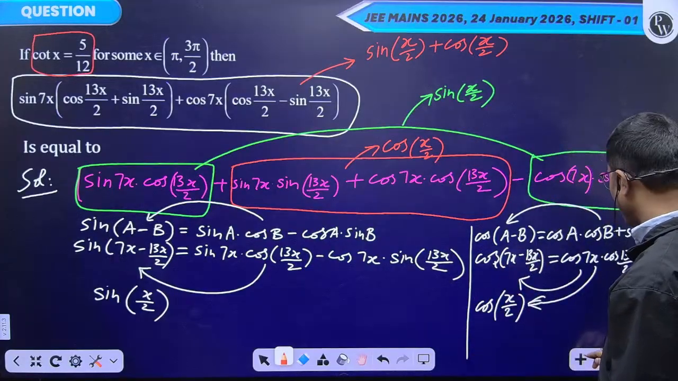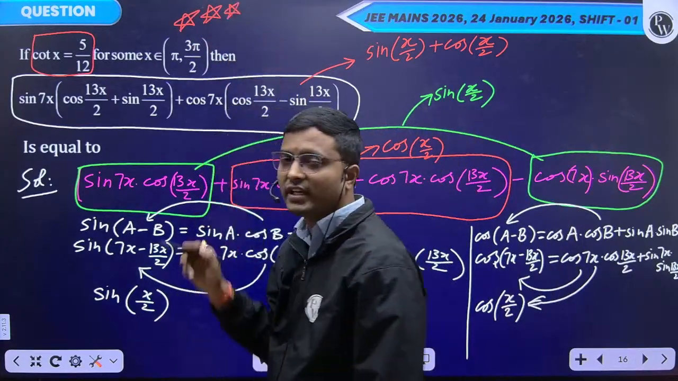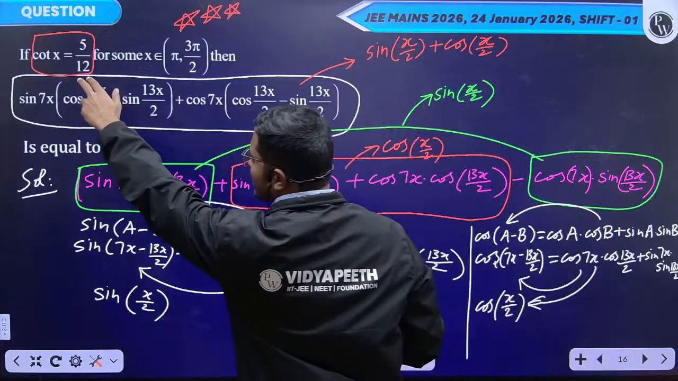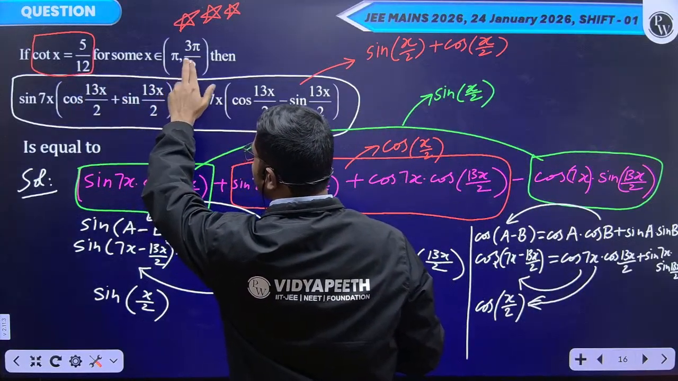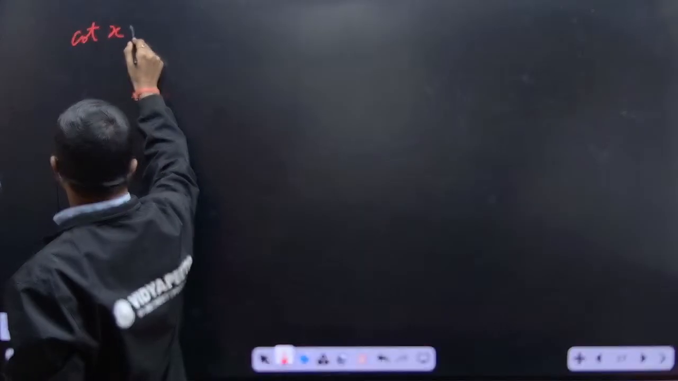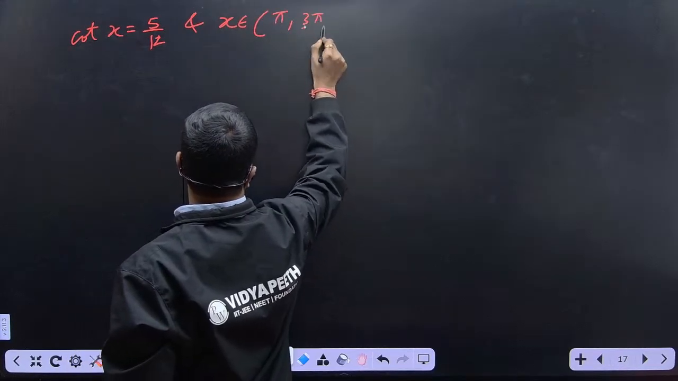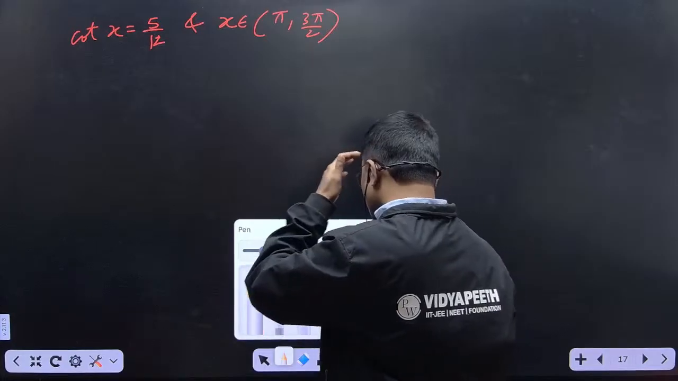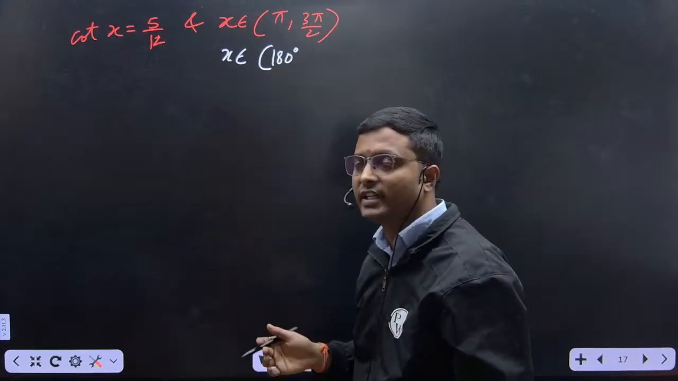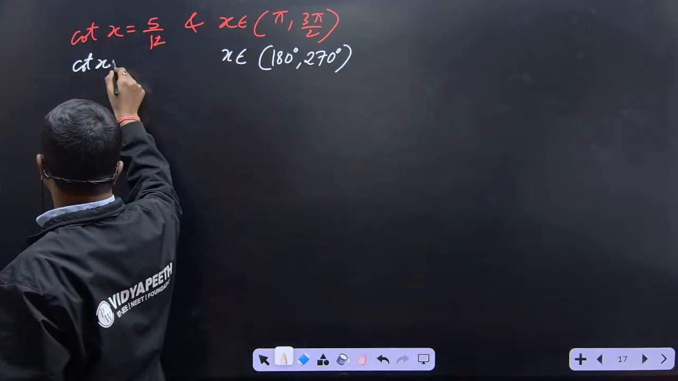Cot x is equal to 5 by 12, and the interval is also very important, because in trigonometry the values of the trigonometric functions depend on the quadrant. Quadrant means interval. So let us take this information: cot x is equal to 5 by 12 and x belongs to the interval pi to 3 pi by 2. So x belongs to which interval? Converting from radians to degrees, 180 degrees to 270 degrees.